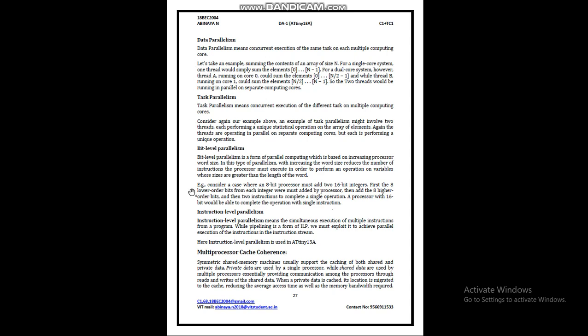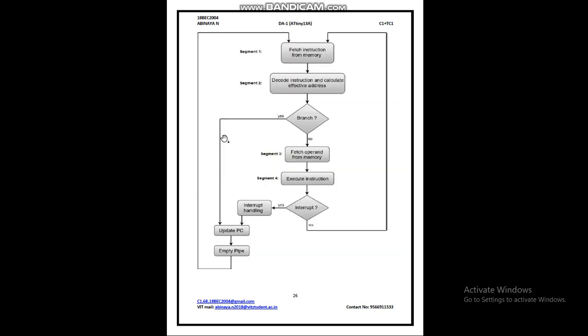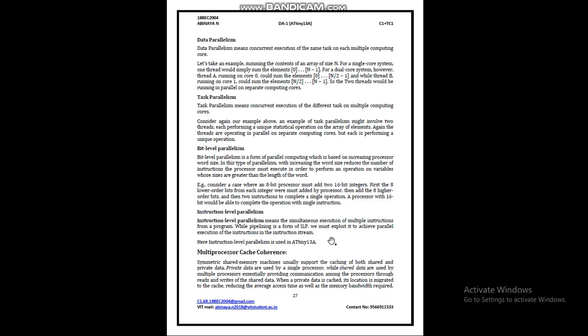You can see the types of parallelism. There is data parallelism, task parallelism, bit level parallelism, and instruction level parallelism. But in this microprocessing element, there is instruction level parallelism, which means the simultaneous execution of multiple instructions from a program. As you can see in this flowchart, there are three types of programs operating simultaneously at a time. While pipelining is a form of ILP, we must exploit it to achieve parallel execution of the instructions in the instruction stream. You can see clearly that in the ATtiny13A, instruction level parallelism takes place.